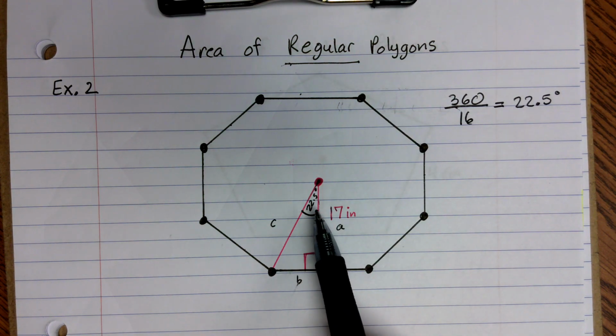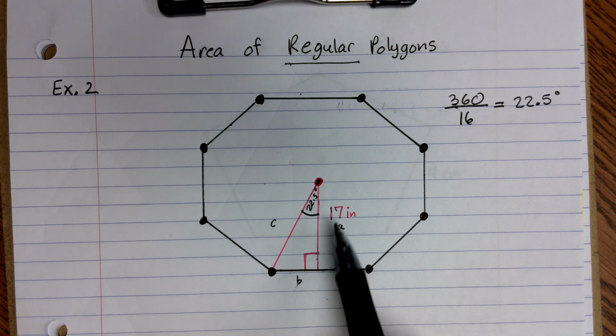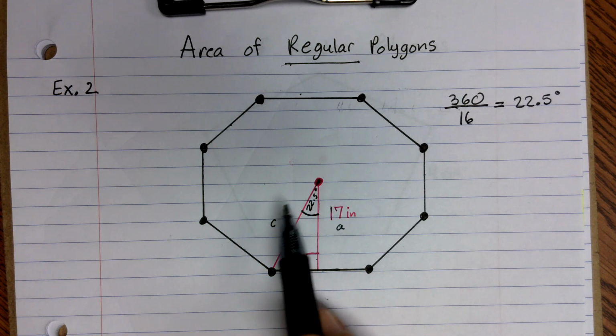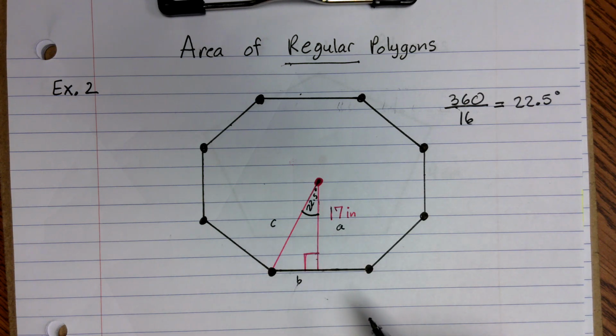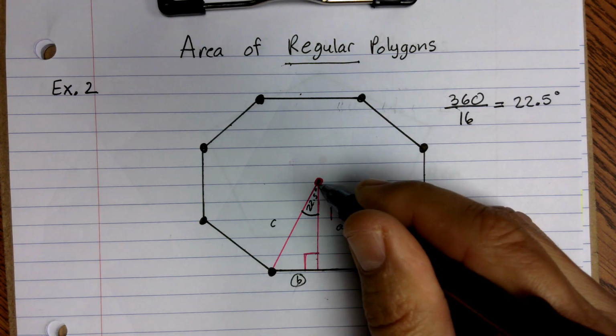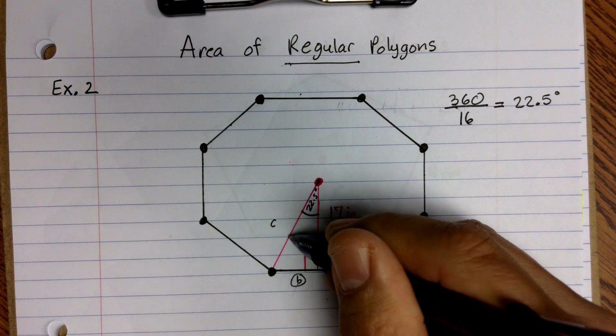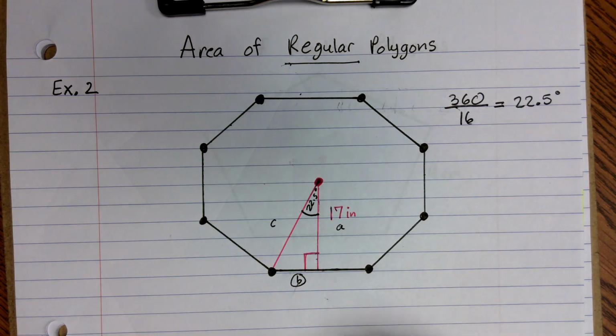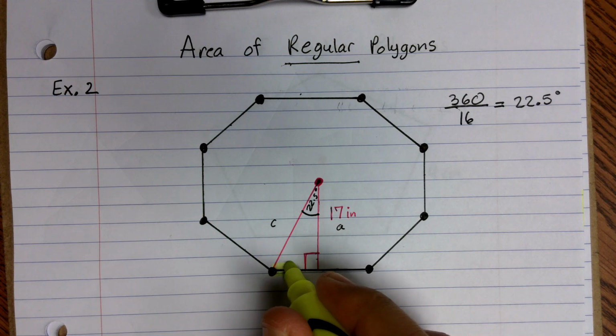Now that I know this is 22.5 degrees, I know that this one down here where the apothem went through is 90 degrees. And so I'm going to go ahead and set up a trig ratio to figure out the length of B. In other words, I'm really trying to find the length of this side of the triangle. I know this side's 17. I don't have the hypotenuse, but that's not a problem. But I'm going to find this side B. And I'm going to highlight it just so you can see. We're looking for the length of this part of the triangle.